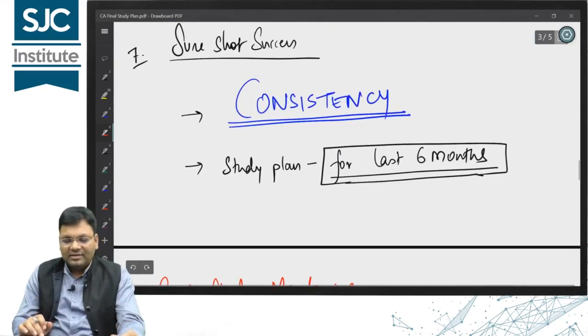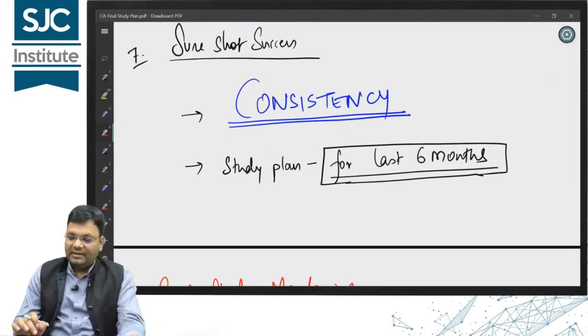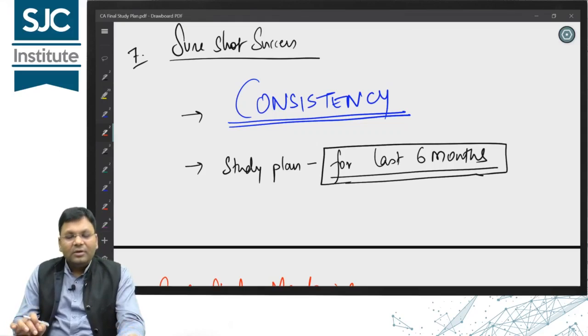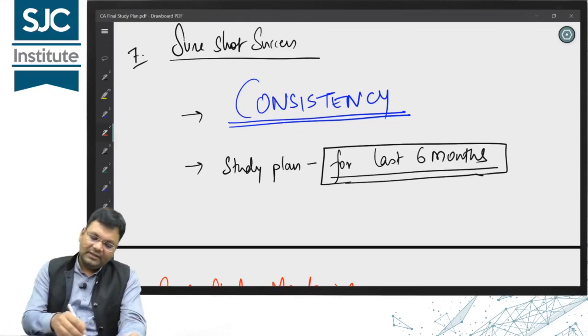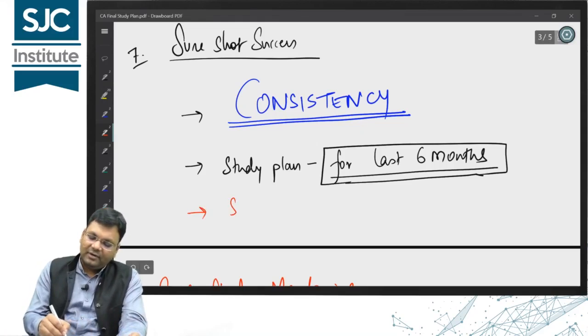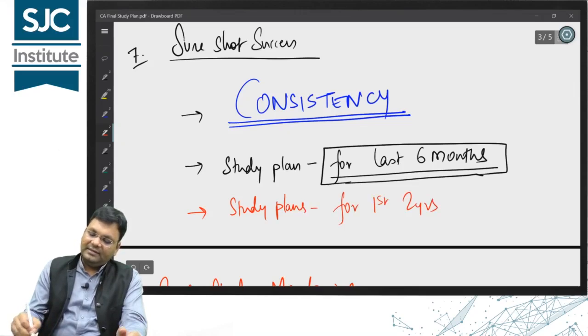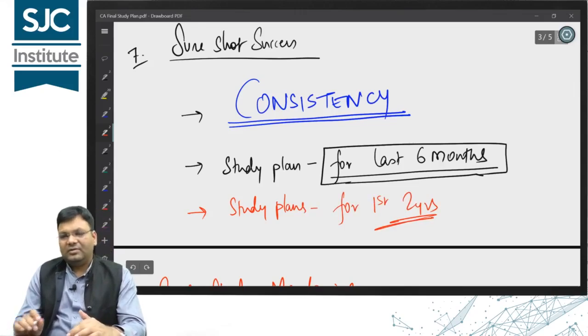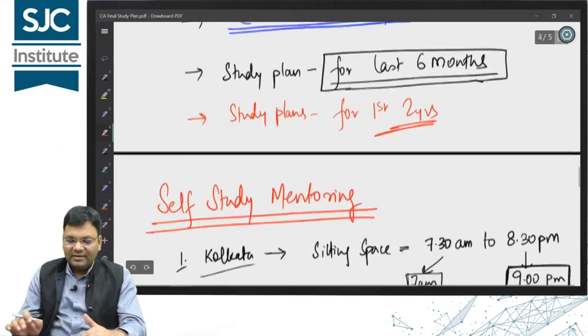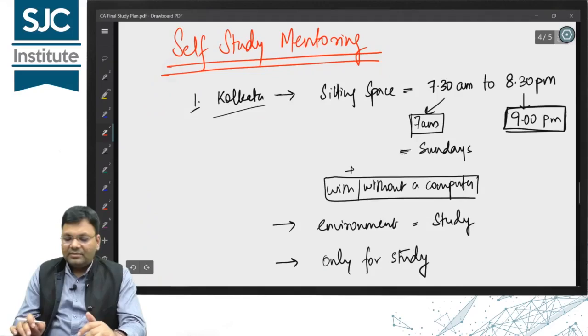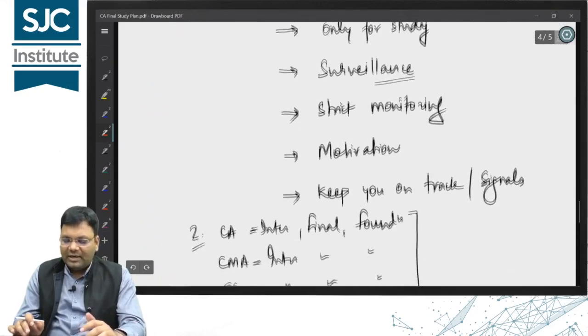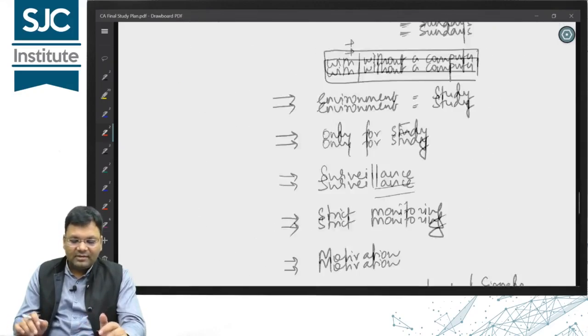For sure, in short, success has just one mantra: consistency. Consistency is what? The study plan for the last 6 months has to be followed, and along with this, the study plan for the first 2 years has to be followed. As regards the last 6 months, it goes at a different intensity altogether. For that, we have a different program, so that you can inquire and understand.